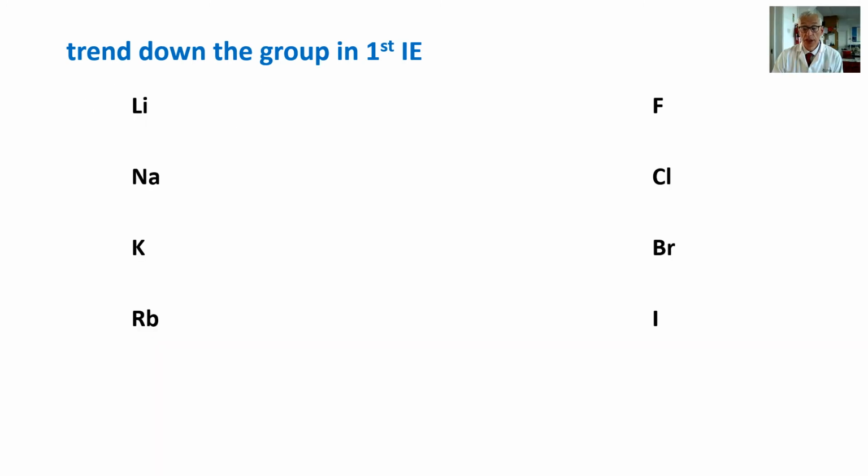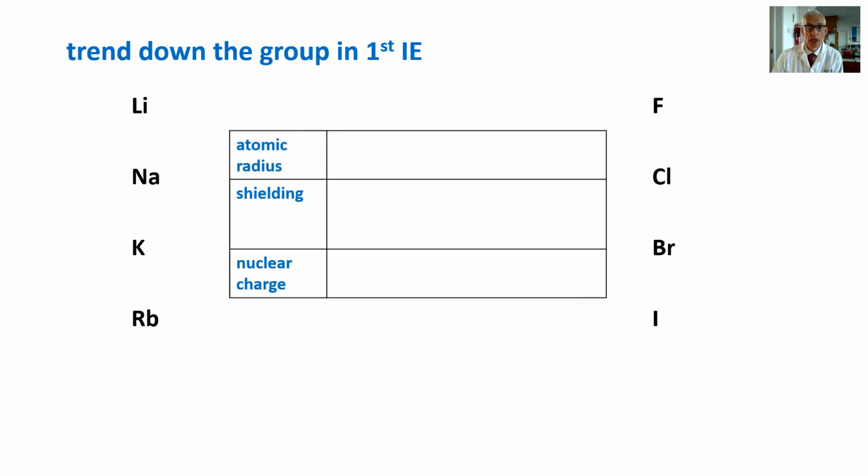So we still need to conclude about the effect on first ionization energy of going down the group. So we've got two groups there, group 1, group 7. The trend in first ionization energy down the group is the same for both groups for the same reasons. The factors you need to consider are atomic radius, shielding, nuclear charge.